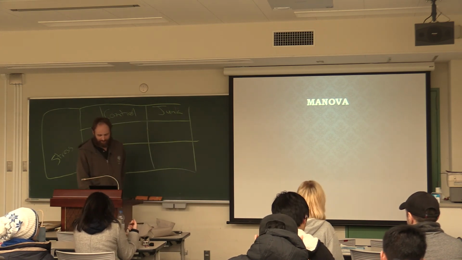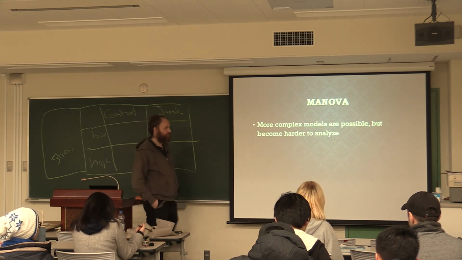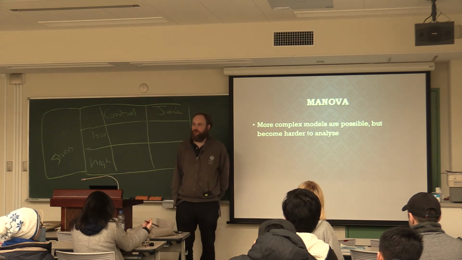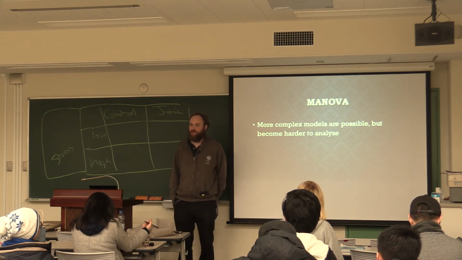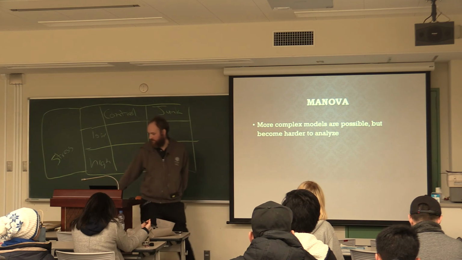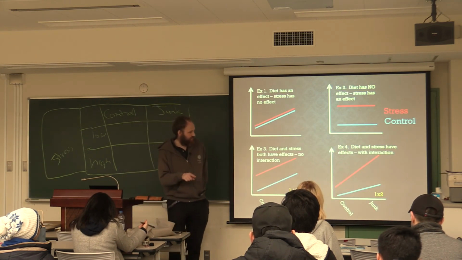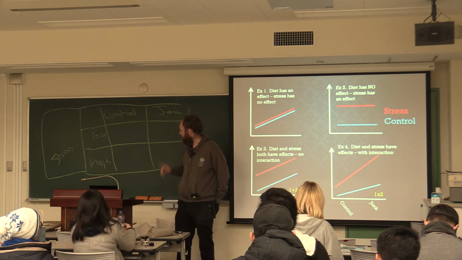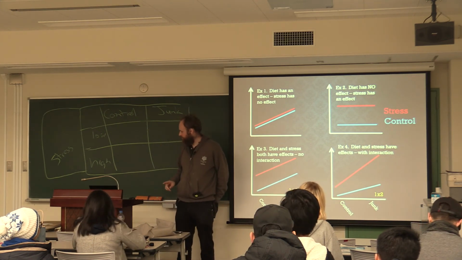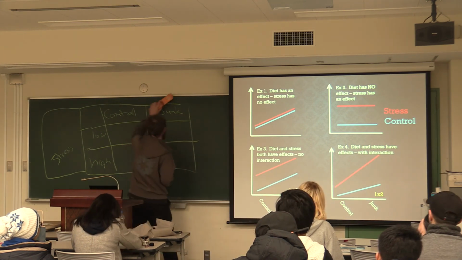So MANOVA. So you can do even more complex models. In our brain, we could do an interaction model here. We could have two factors. We can plot this out on a graph.